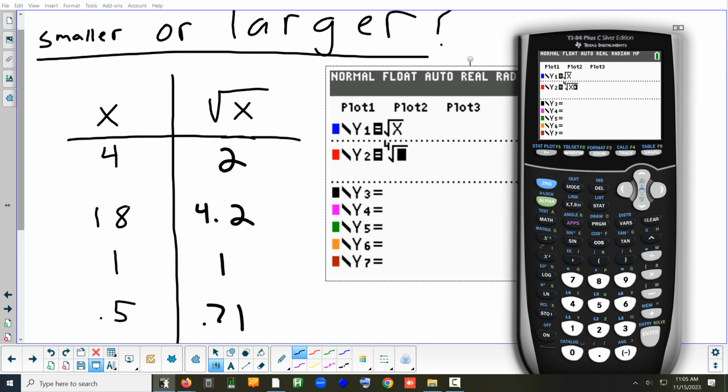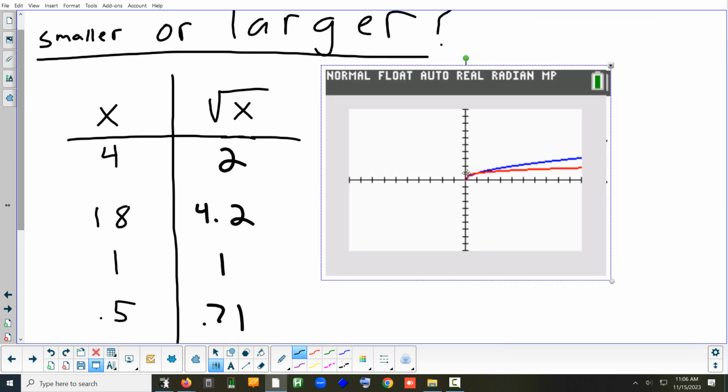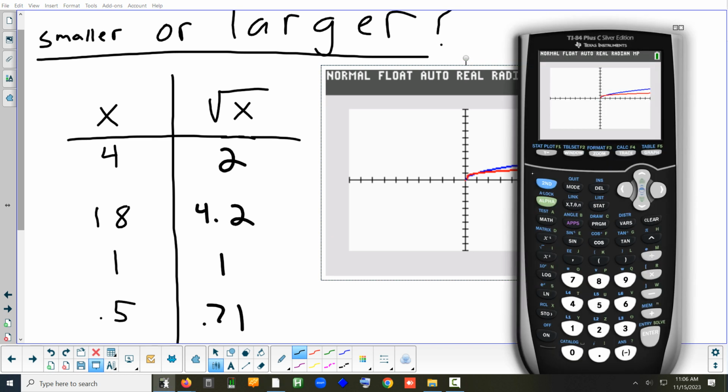Okay, so let's do the square root, the 4th root, and then let's do zoom 6. So there's your square root. And there's your 4th root. First thing is, where are the graphs? In the upper right quadrant. Right, they're in the upper right quadrant. So we don't really need to look at quadrants 2, 3, and 4. Let's just focus on quadrant 1.